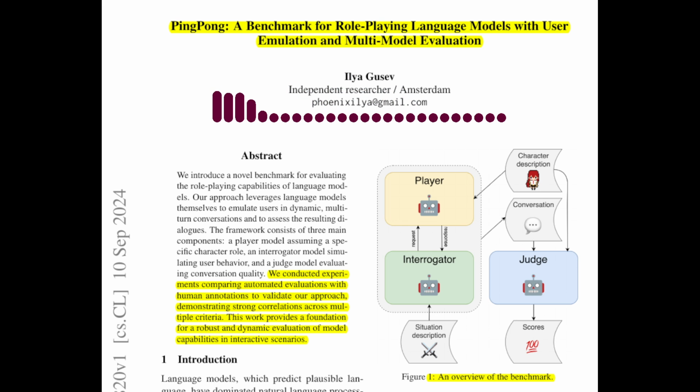That's interesting. Can you elaborate on how the interrogator and judge models work? The interrogator model is tasked with engaging with the player model in a given situation, mimicking the behavior of a real user. The judge model then evaluates the player's responses based on criteria like character consistency, entertainment value, and language fluency. So instead of relying on human interaction, PingPong uses language models to create and evaluate conversations.